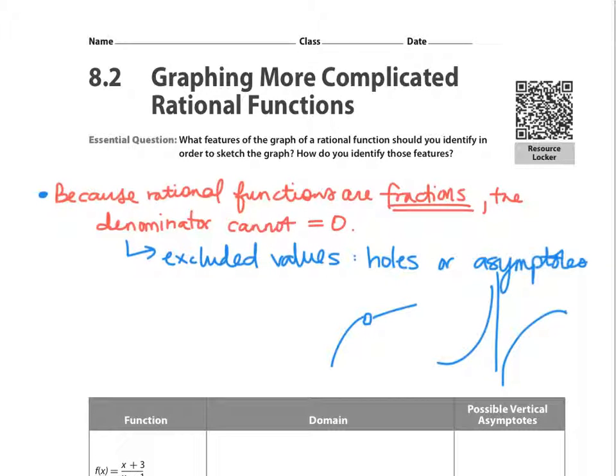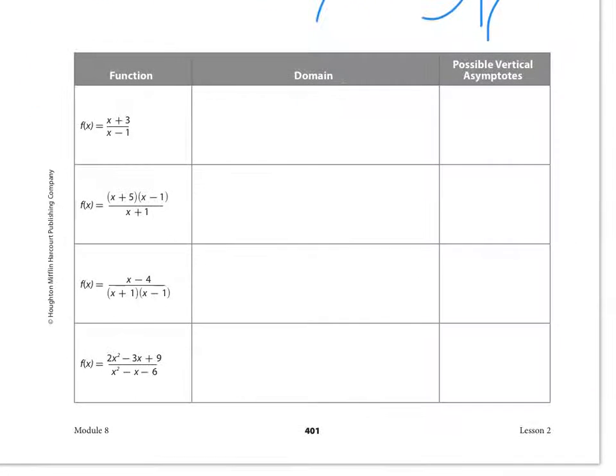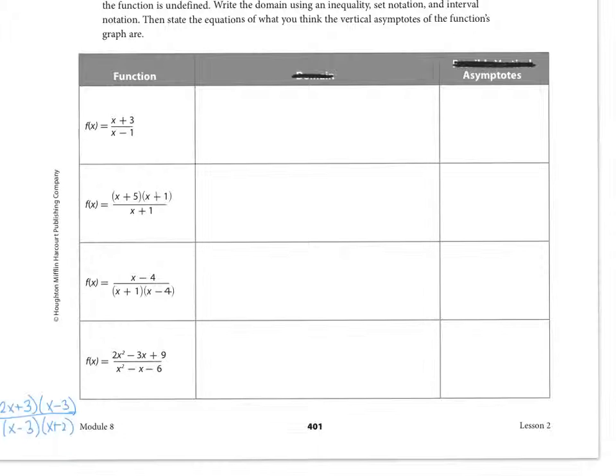So let's look at a few different functions and see the difference and how we notice they show up. Okay, so if we look at some examples, we're just going to look at a few different problems and make some notes about them.